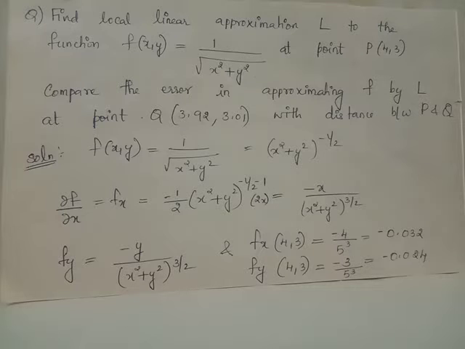Compare the error in approximating function f by using local linear approximation capital L at the point Q whose coordinates are 3.92, 3.01, and the error is to be compared with the distance between point P and point Q.